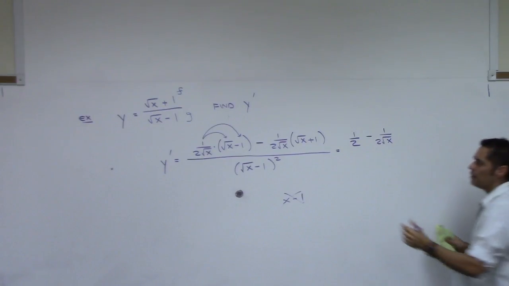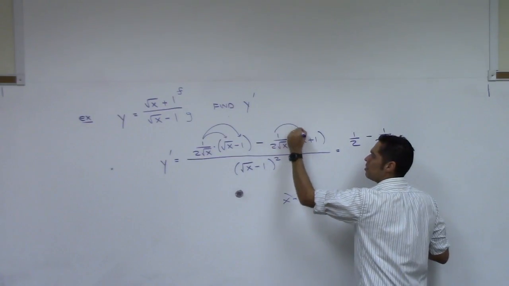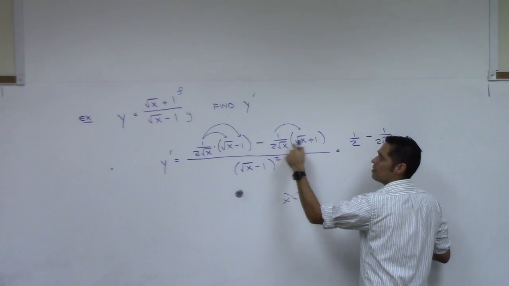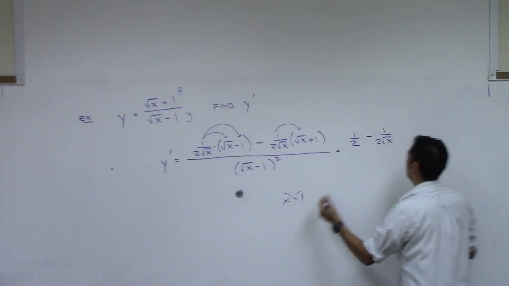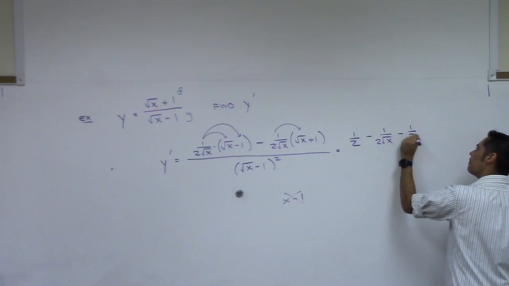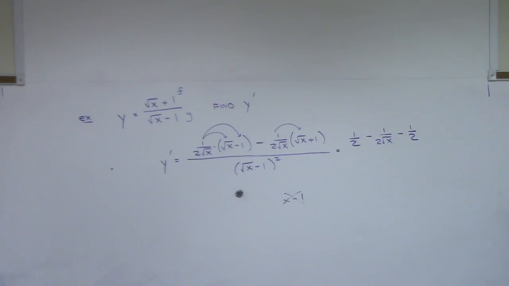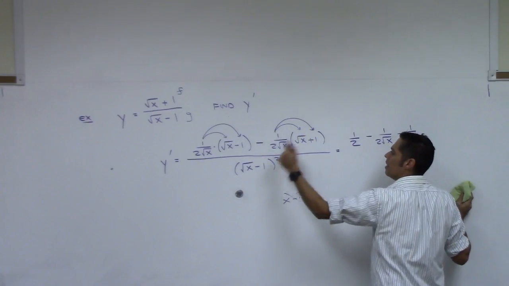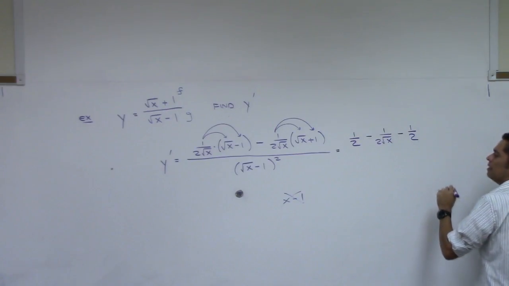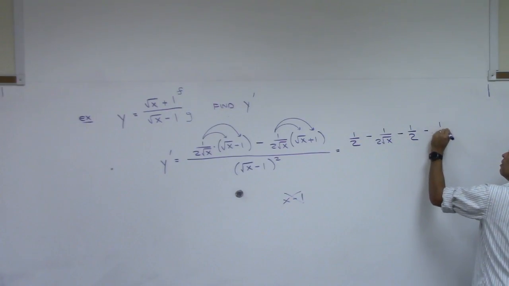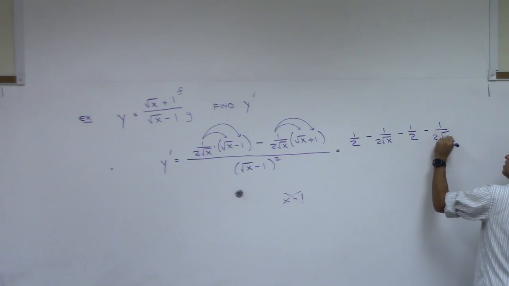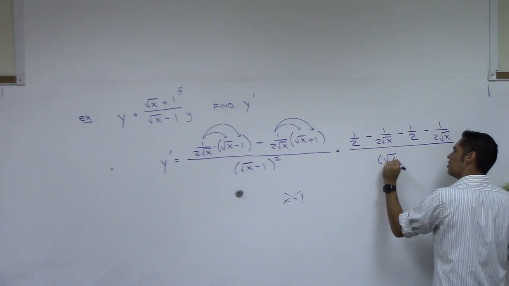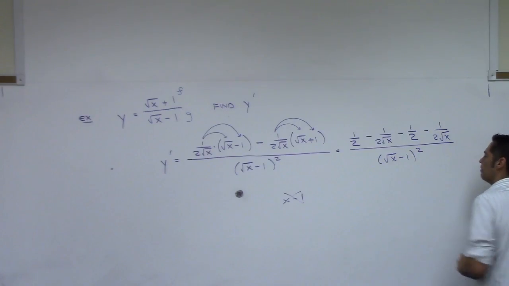All right, be careful here. When I pass this through, I'm going to treat it like a negative. And this times this, the root x's cancel out again. I get minus 1/2, right? And then do this one times this one. Again, a negative times a positive, you're going to get negative 1 over 2 root x. All of this over root x minus 1 squared.